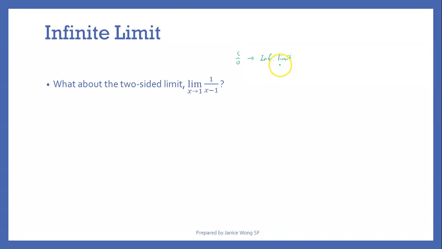Earlier, we know that for a one-sided limit, the answer must be either positive infinity or negative infinity. However, this is a two-sided limit, so we need to check both one-sided limits. We need to do the left-hand limit. We also need to do the right-hand limit in order to draw the conclusion.